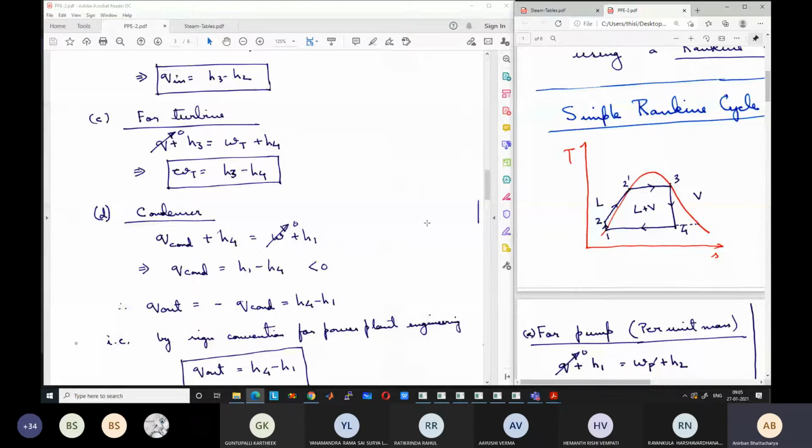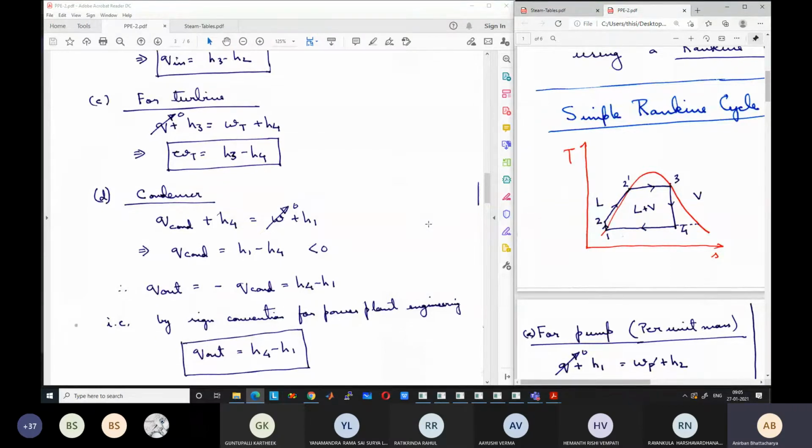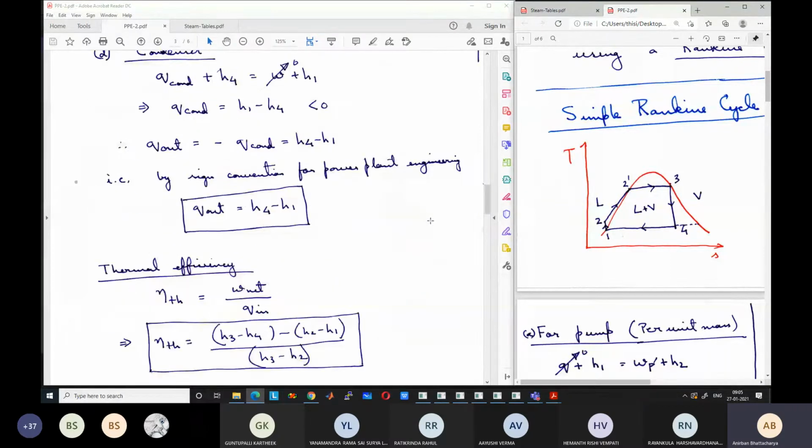So if we know the enthalpy at points 1, 2, 3, and 4, which are the states, state 1, state 2, state 3, state 4, if we know the enthalpies, then we can calculate all the properties of the cycle. And then we can also calculate the thermal efficiency of the cycle.